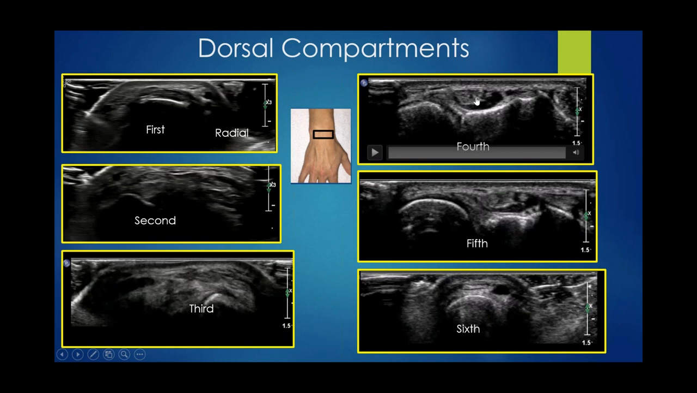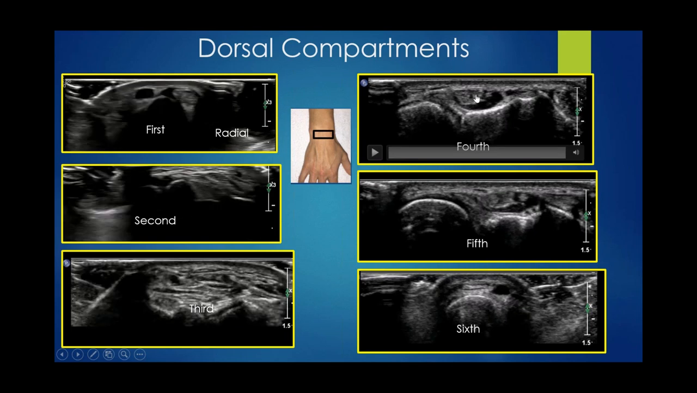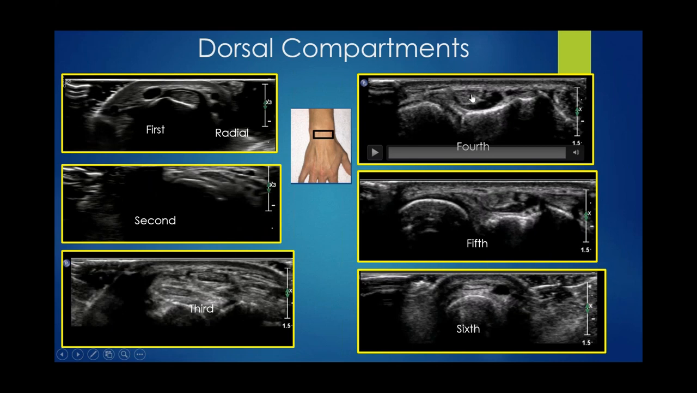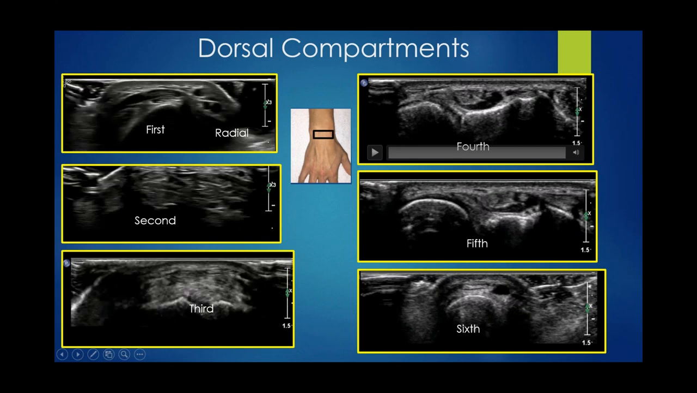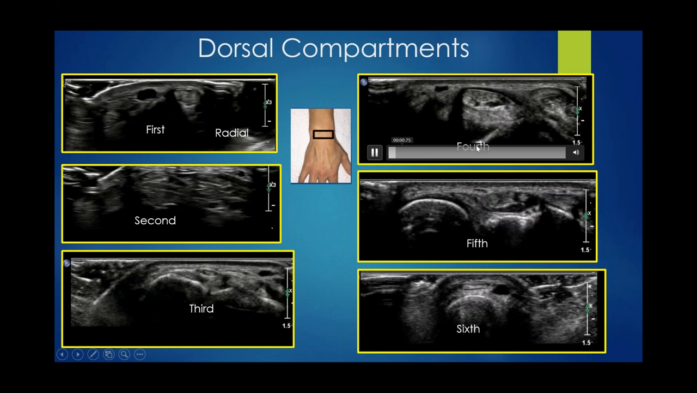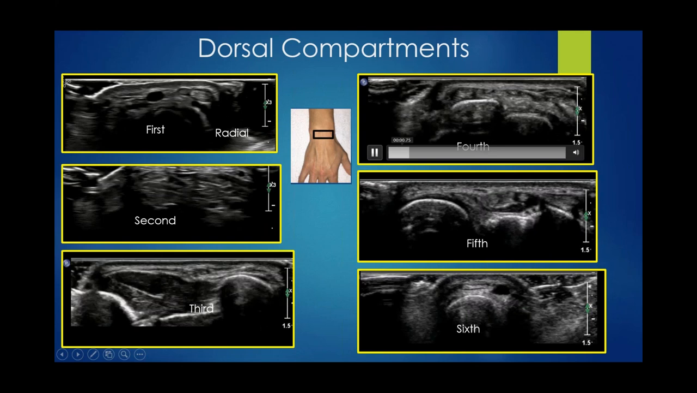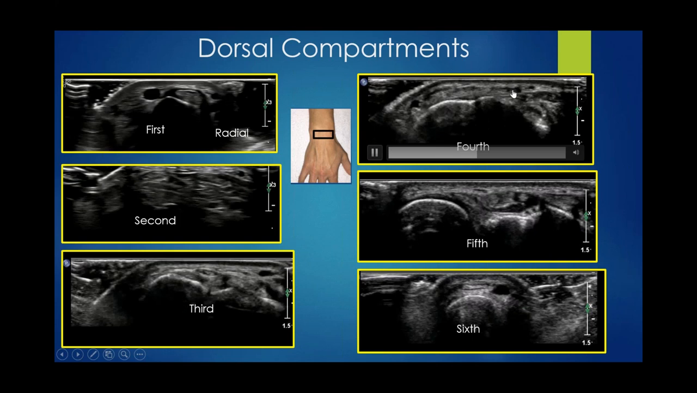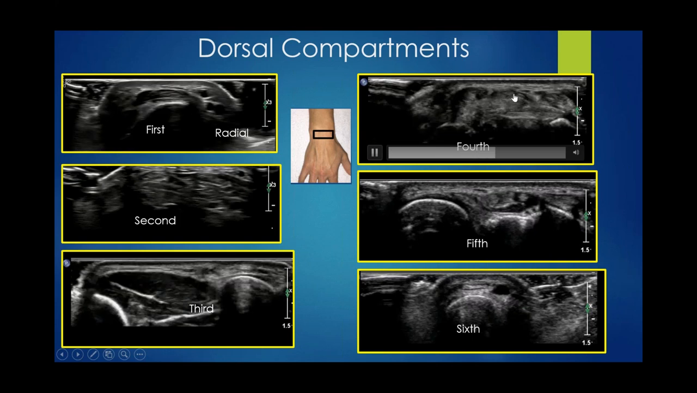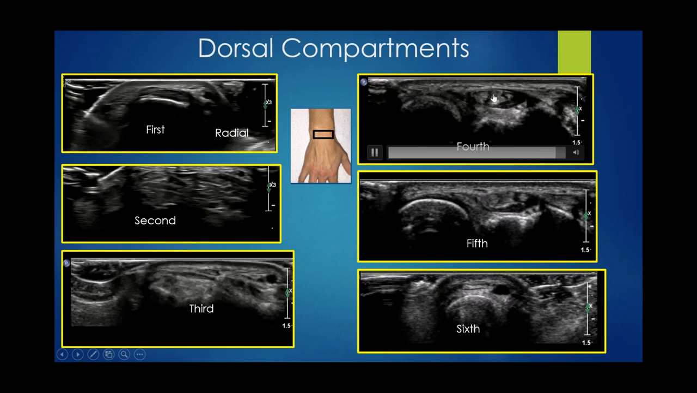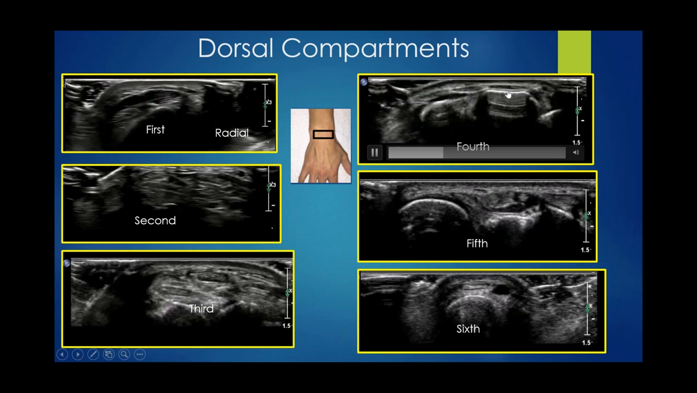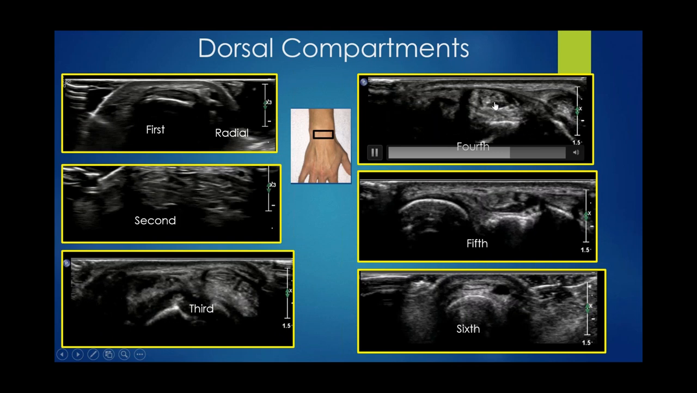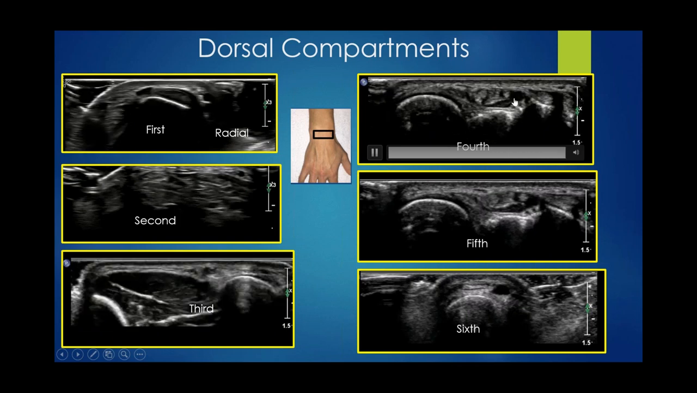The fourth compartment is comprised of the extensor digitorum communis and the extensor indicis proprius. Again, the extensor digitorum communis overlies the extensor indicis proprius. As the video plays, you can see the extensor indicis proprius and extensor digitorum communis here as they separate from one another. Again, the EDC overlies the proprius. Along the dorsum of the hand, the proprius would be more ulnar relative to its extensor digitorum counterpart.